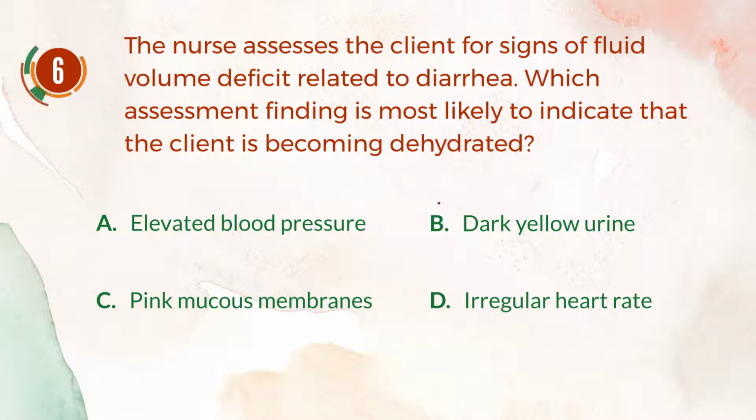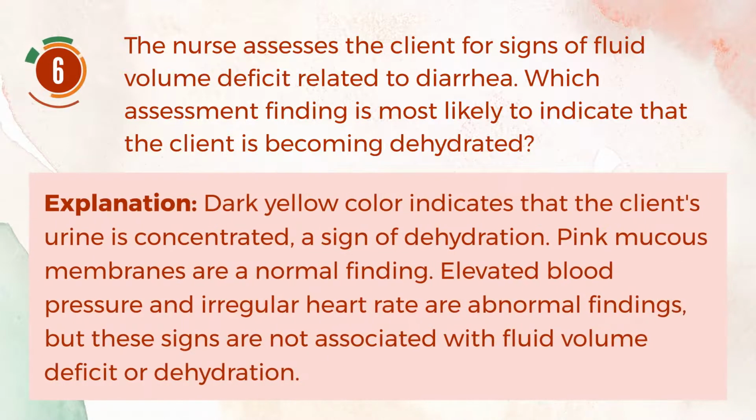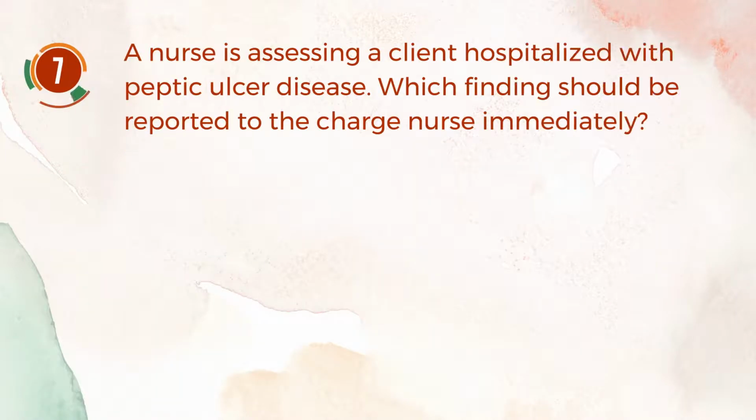The correct answer is B. Dark yellow urine. Explanation. Dark yellow color indicates that the client's urine is concentrated, a sign of dehydration. Pink mucous membranes are a normal finding. Elevated blood pressure and irregular heart rate are abnormal findings, but these signs are not associated with fluid volume deficit or dehydration.